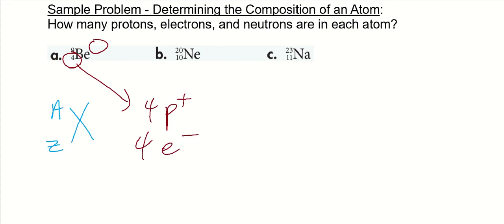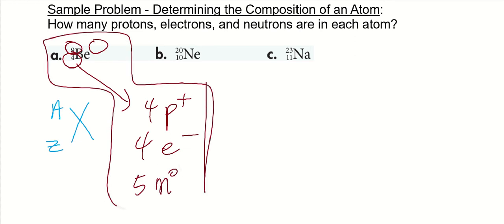Now, the protons plus the neutrons give you the mass, right? Electrons have negligible mass. When it's written in this notation, it's just the protons and the neutrons. So we already know there's 4 protons, so we need to get to 9. So we must have 5 neutrons. So there's your answer for beryllium.